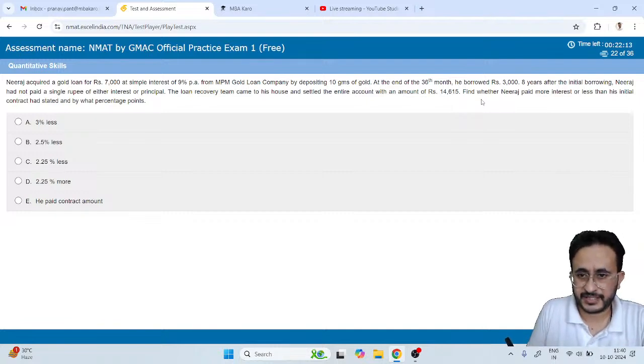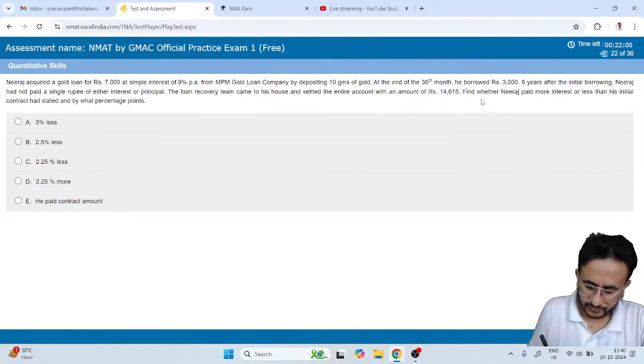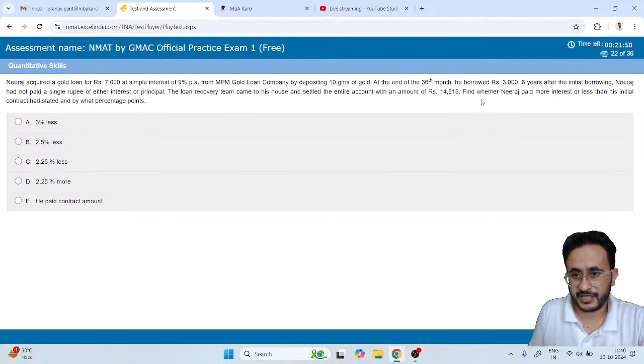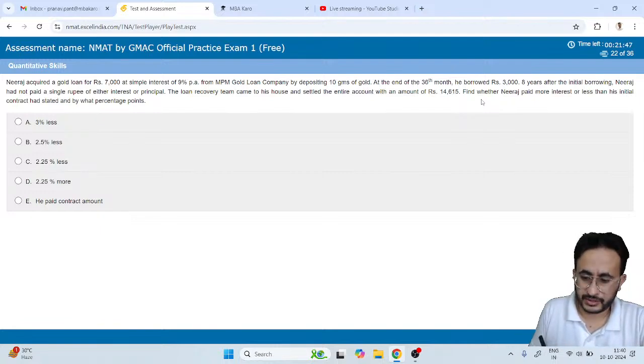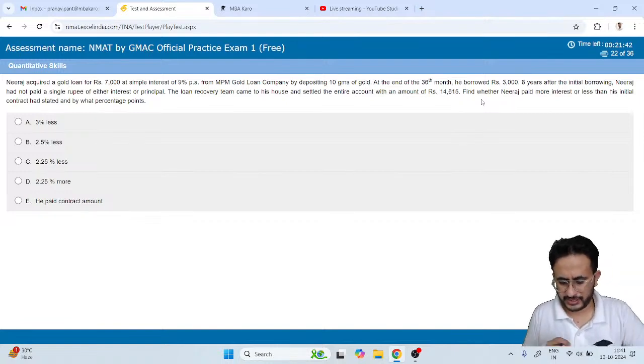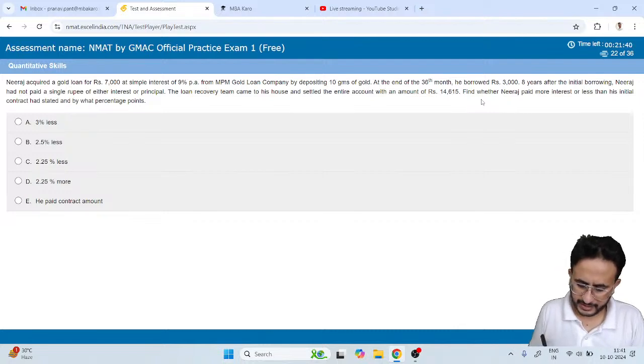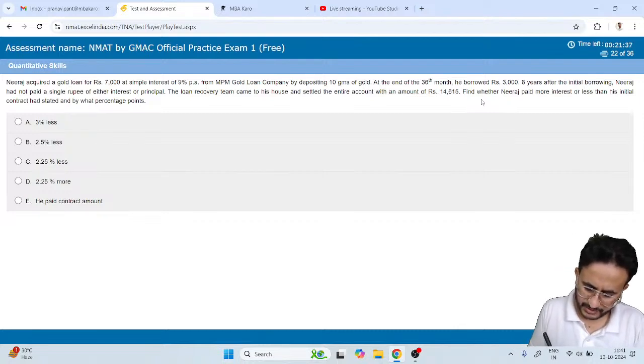And at the end of 36 months, he took another loan of 3000. So for 3000, the interest was for 5 years. Okay, so 5 years at 9%, so 45%. That should have been 45 into 3, 135. So 1350. So the total is 6390. So that is the interest he had to pay. Okay. And now his total amount, he had to pay an interest of total 6390. He borrowed 10,000. Okay. So he had to pay 16,390.